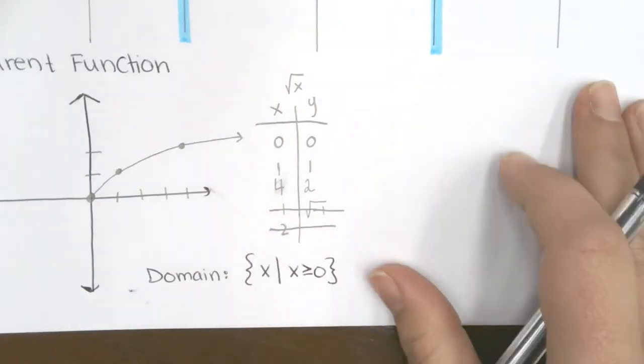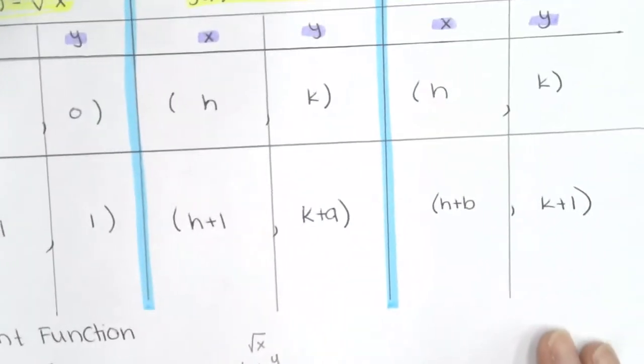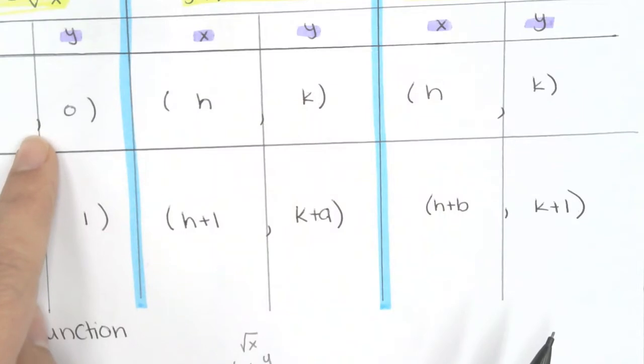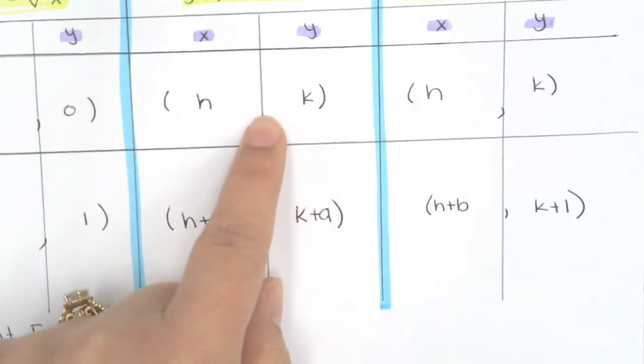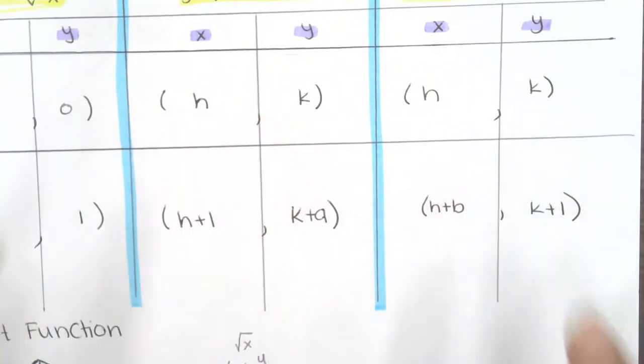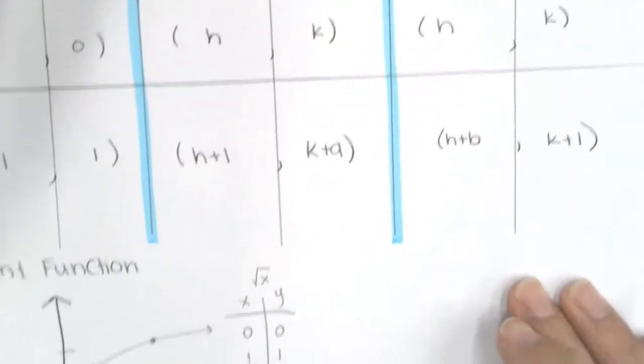So let's talk about the transformations that could occur. If you have transformations, your original parent function point of 0, 0 becomes your h and k. So that's going to be your endpoint or your starting point, depending on how you want to look at this, right here.